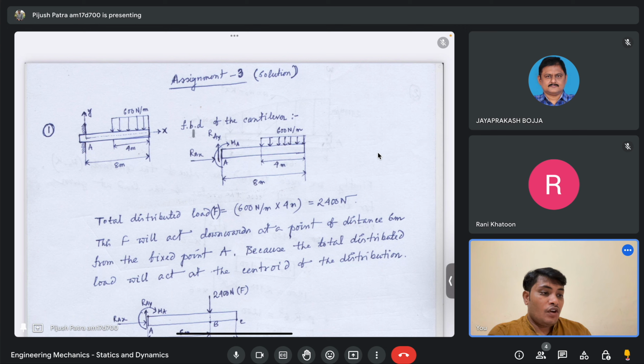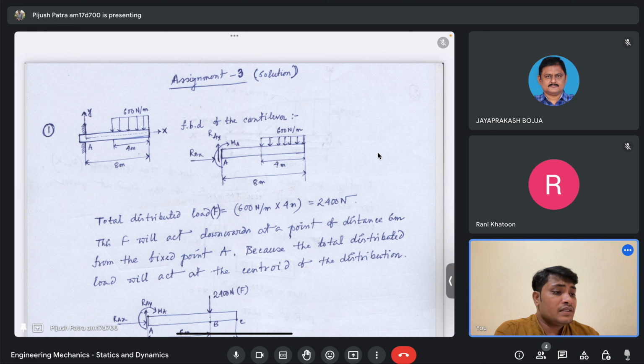For a built-in edge, in the last class I told that if it's a pin joint, then the reaction force will be in two directions, horizontal and vertical. If it's a roller support, then the reaction force will be only in the vertical direction, with no horizontal reaction due to the roller support. But here it's a built-in end, so one end is completely reinforced with the other structure.